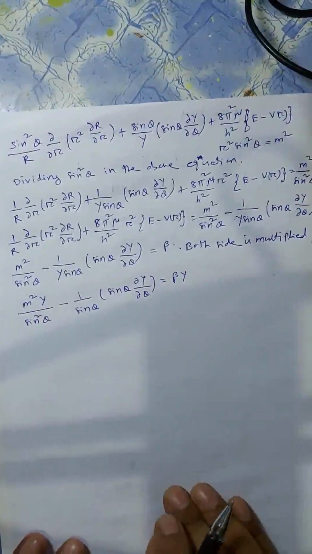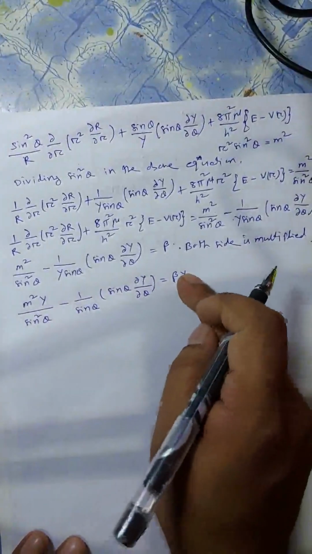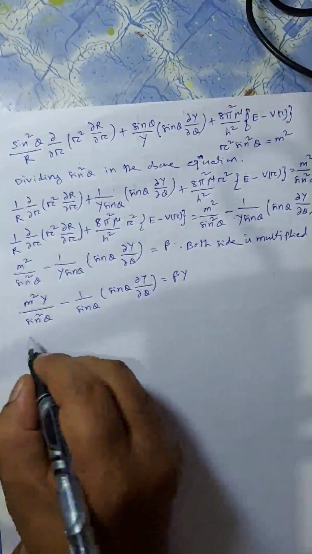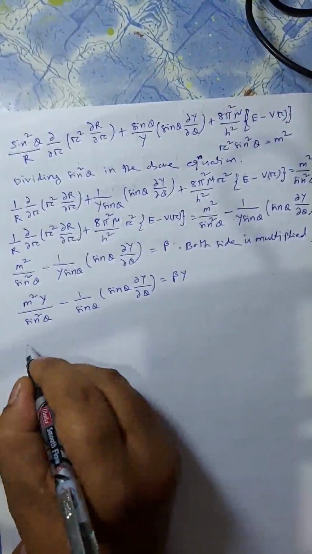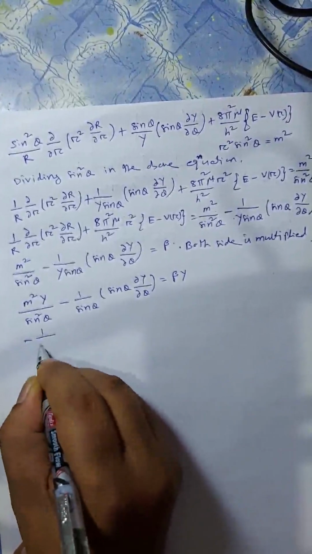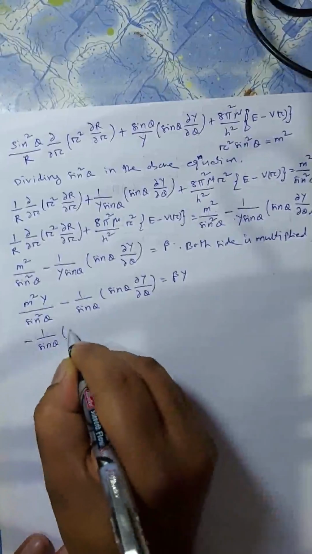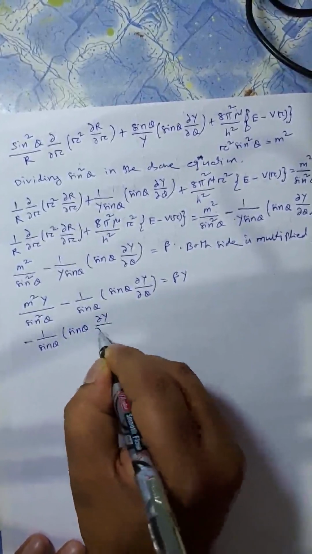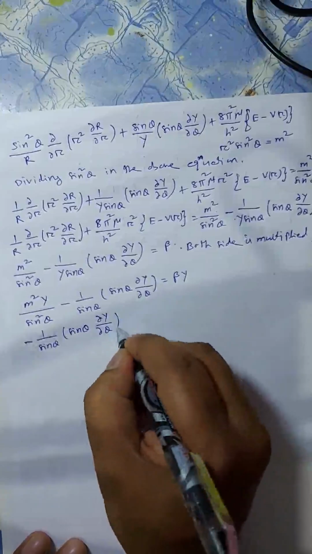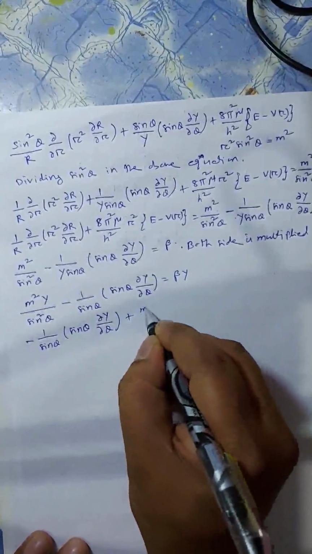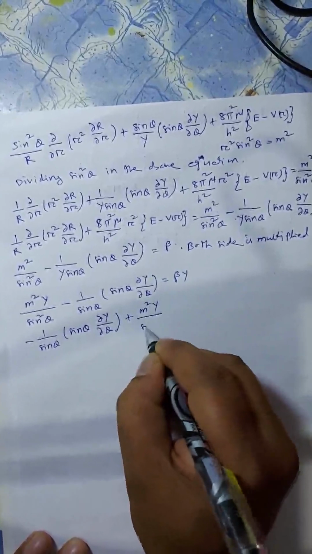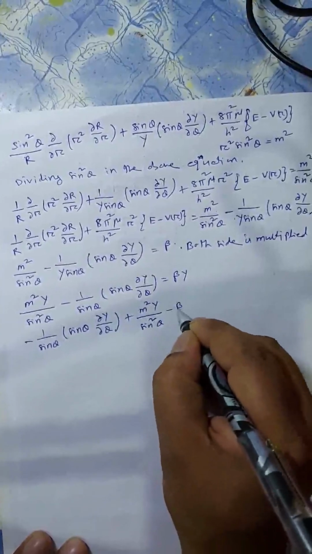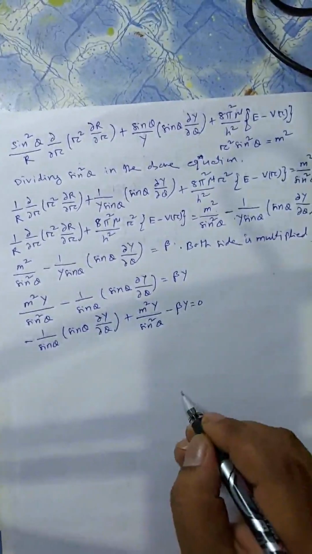Then what do we do? We take this beta y to this side and multiply by minus in all cases. That means you take this one to the left hand side: minus 1 by sin theta dou y by dou theta, bracket, plus m square y by sin square theta, taking this one to this side, minus beta y is equal to 0.